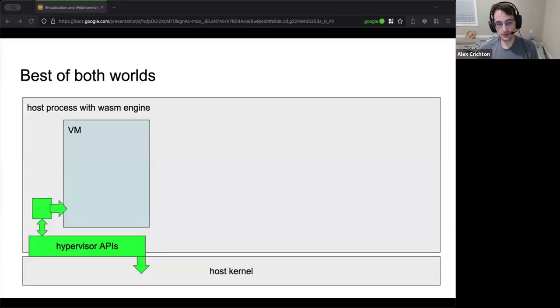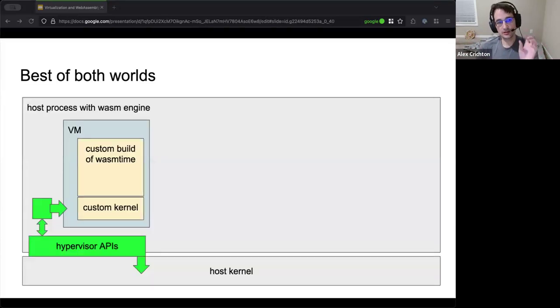To give you a bit of a diagram, the idea here is that we still have our same host process, but the host process only has little bits of the WASM engine. It doesn't actually have the entire WASM engine because it's not running WASM. This is where the custom built Wasmtime inside the virtual machine comes in. That's where all the WASM is running. That's where everything is running. And we have our own little custom kernel on the bottom managing all that.